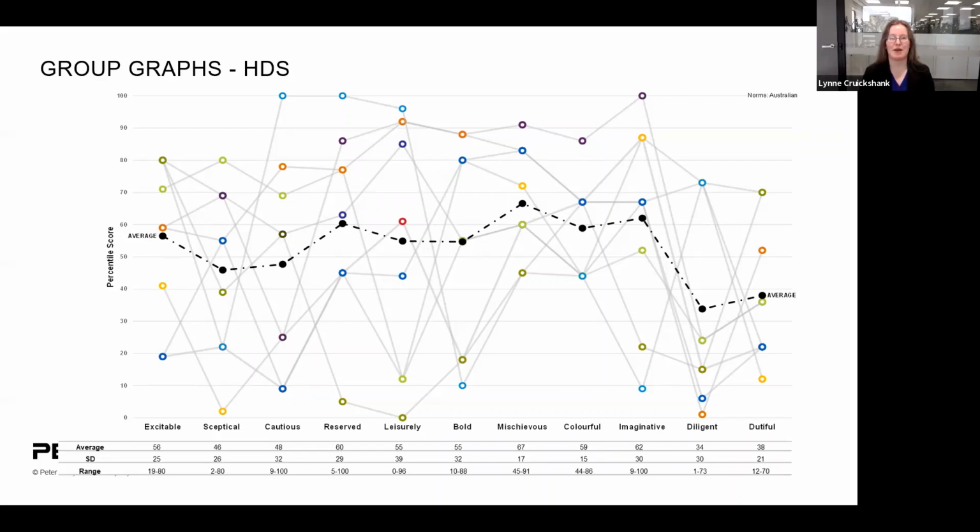Right, so opening it back up to the group, what do you see for this particular team in terms of their derailers?